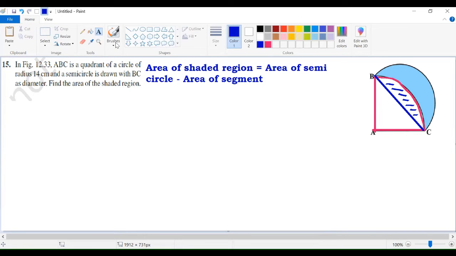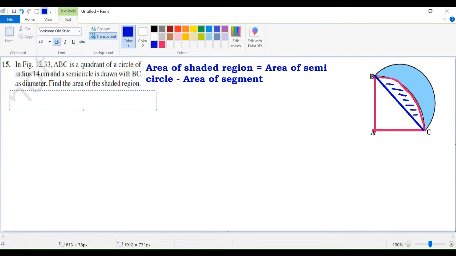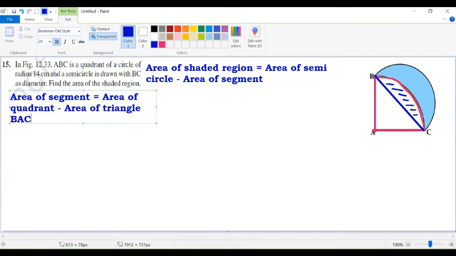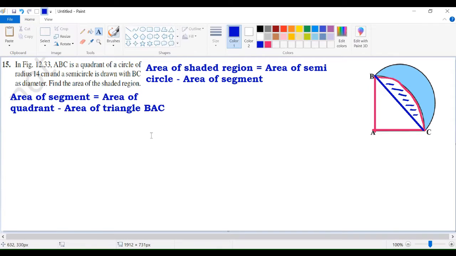And to find the area of segment, first we have to find that area of segment is equal to area of quadrant minus area of triangle BAC. So first let us find area of the segment. So quadrant, area of the quadrant is 1 by 4 pi r square. And it is given that radius 14 centimeter given.